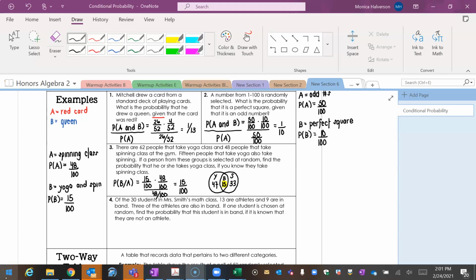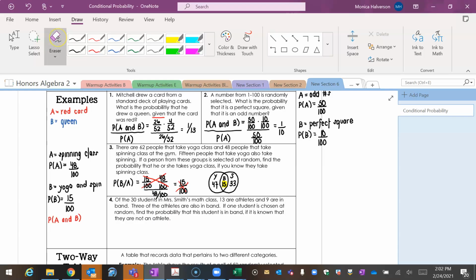So, where did our error occur here? Why is this wrong? Well, the reason is because the numerator here is wrong. The numerator stands for the probability of A and B. Well, A, we know, is taking the spin class, which means that B is taking the yoga class. So what's the probability of taking spin and yoga?